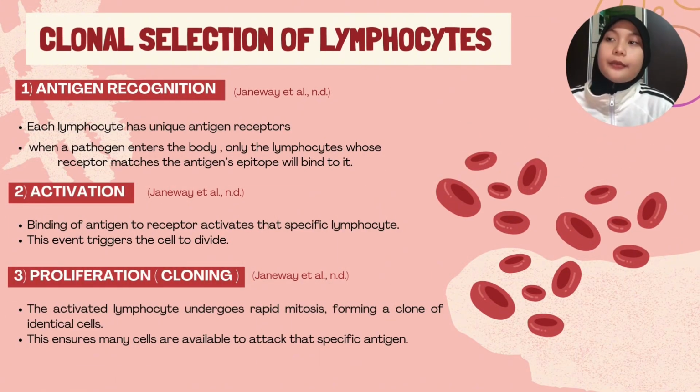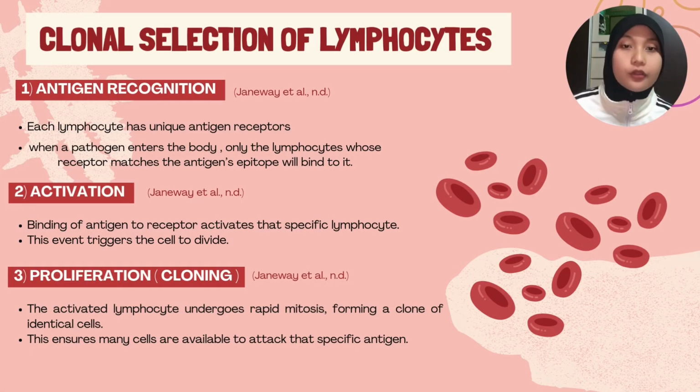Okay, in this slide, I will explain about the clonal selection of the lymphocytes. We have four steps of clonal selection. The first one is antigen recognition. Each lymphocyte has its own unique antigen receptors. So when pathogens enter our body, only the lymphocyte whose receptor matches the antigen's epitope will bind to it.